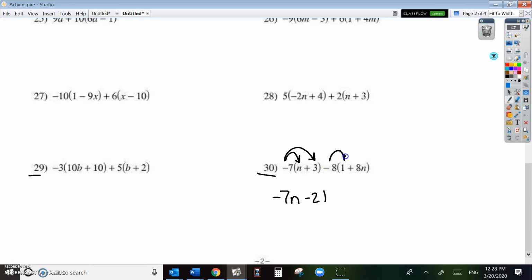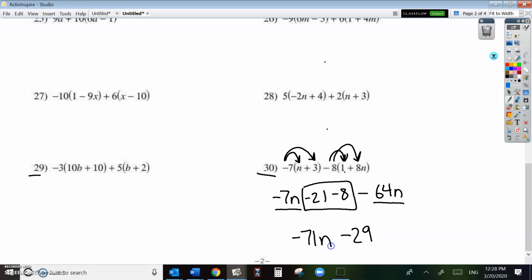Now do 8 times 1, and that's 8, but it's -8. Now do 8 times 8, and that's 64n, but you're taking it away. Combine your n's. Combine your constant terms. If you owe $21 and you owe $8, then you owe $29. If you owe 7 nickels and then 64 nickels, altogether you owe -71n minus 29.